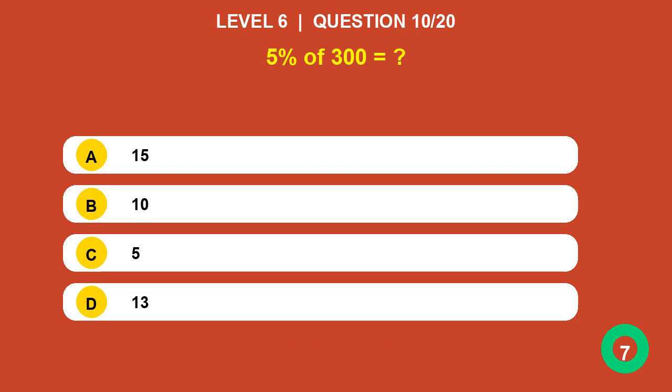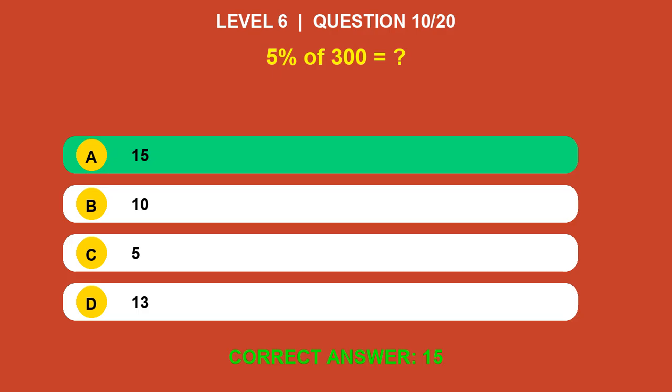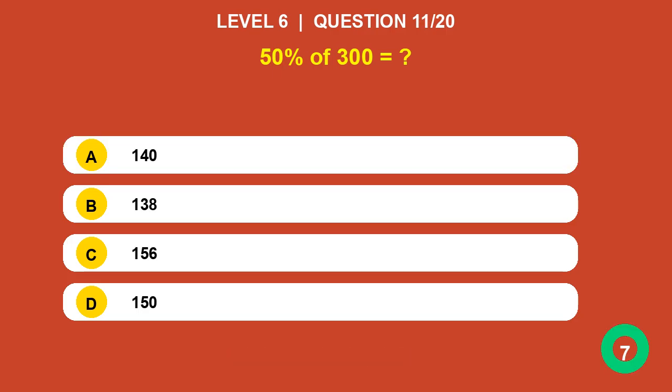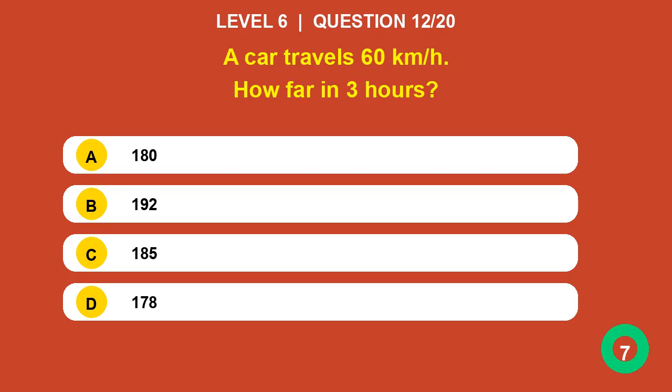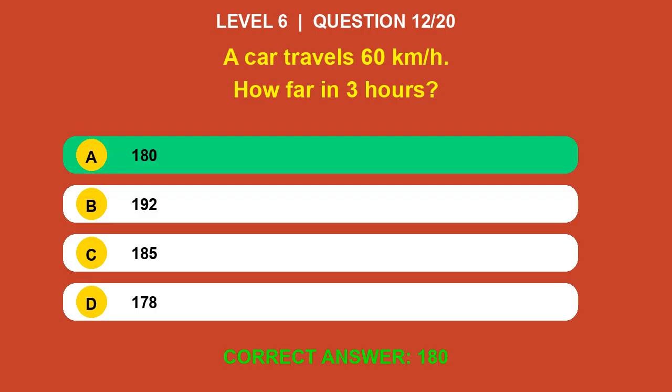5% of 300 equals? Answer is 15. 50% of 300 equals? Answer is 150. A car travels 60 kilometers per hour. How far in 3 hours? Answer is 180.